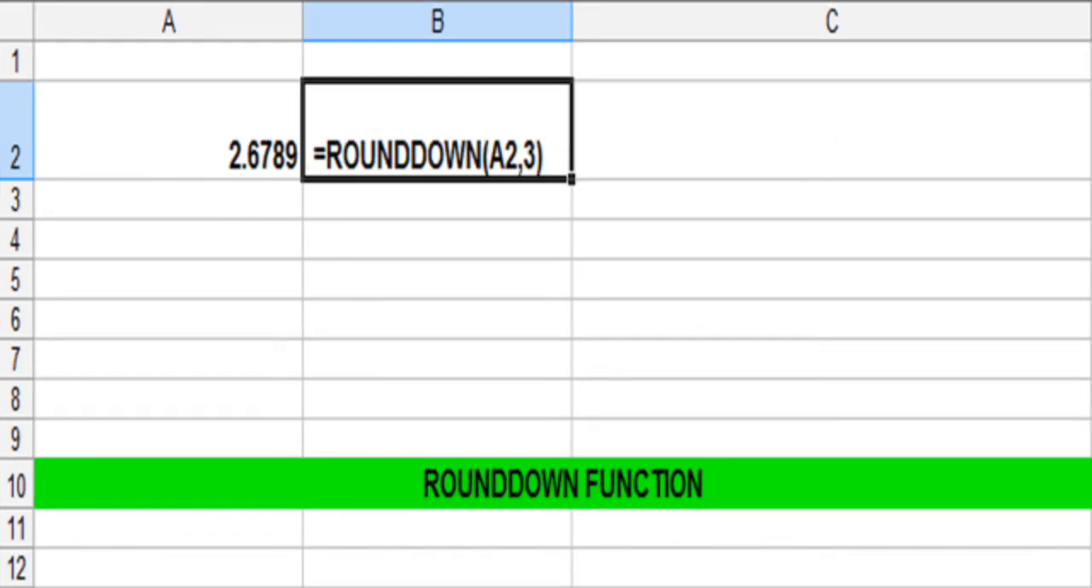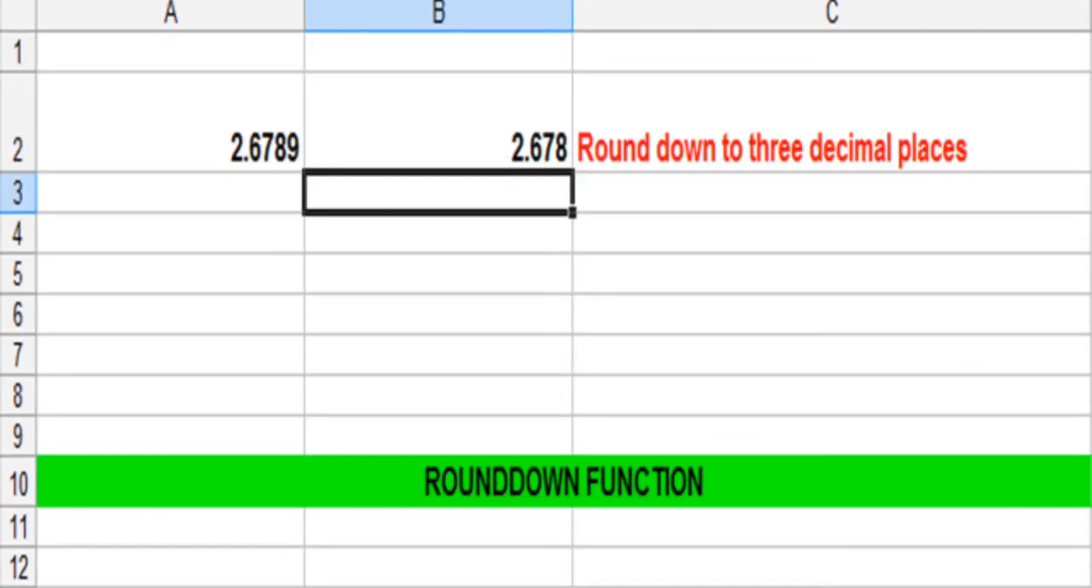Rounded down to three decimal places. The formula is equals ROUNDDOWN(A2, 3). Press enter. Rounded down to 3 decimal places. The output number is 2.678.